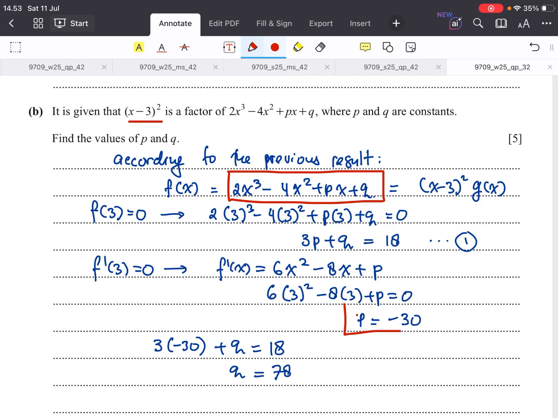So after we have found the value of p, we can find the value of q using this equation. So 3 times negative 30 plus q is equal to 18. q is 78.